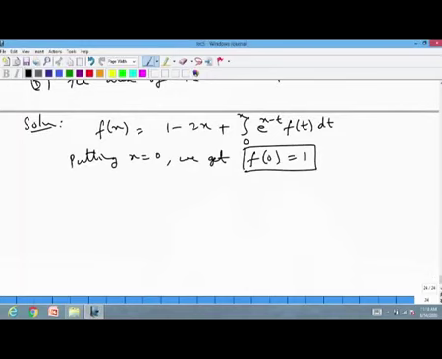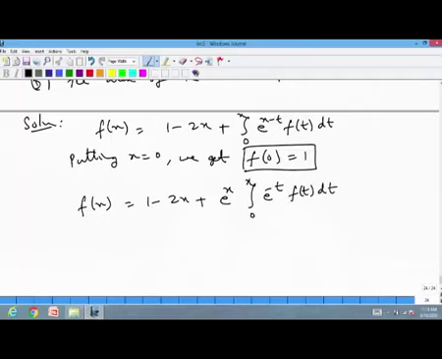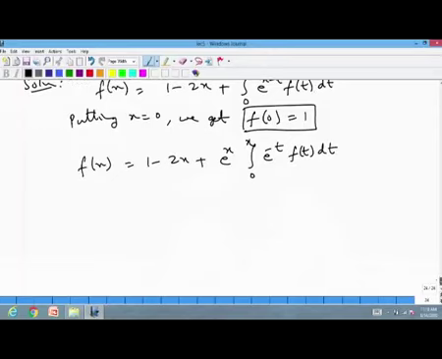and we can write this f(x) as 1 minus 2x plus, you see this integral is with respect to t. So, this e to the x comes out of this integral, and then we have the integral from 0 to x of e to the minus t times f(t) dt. So, actually here what we have is called an integral equation, because we have a function and an integral, but by differentiating this we can get a differential equation.